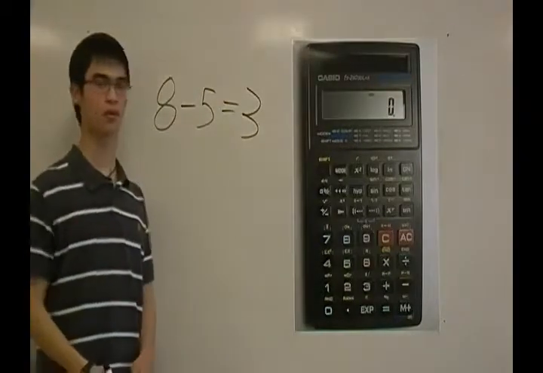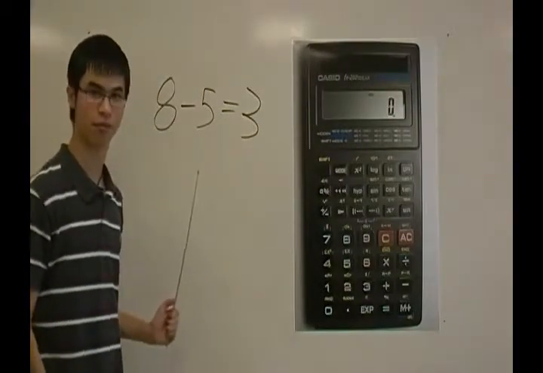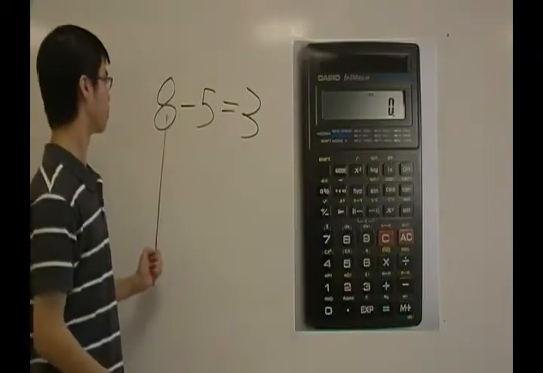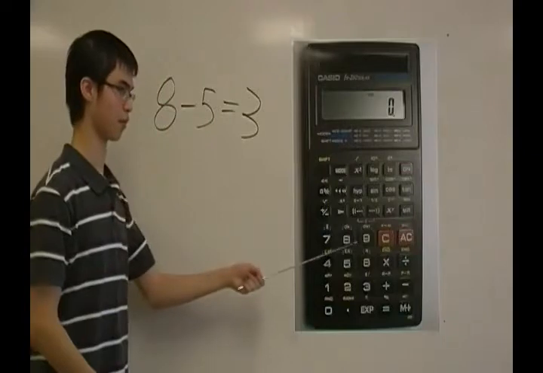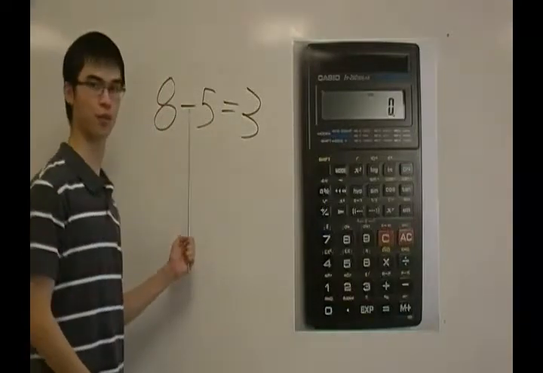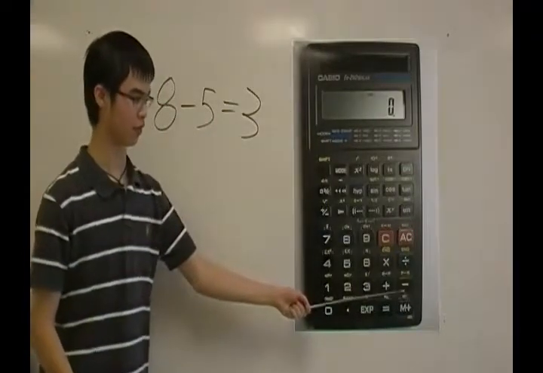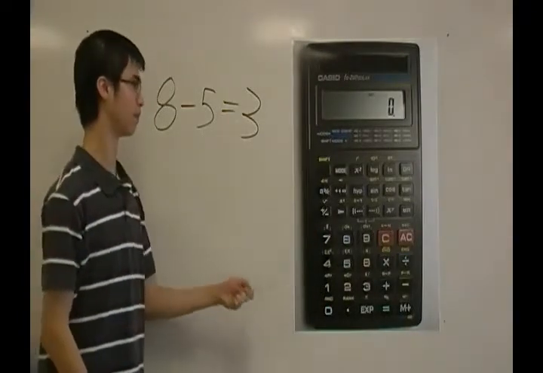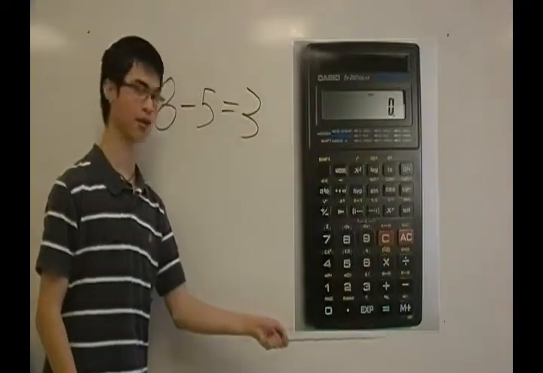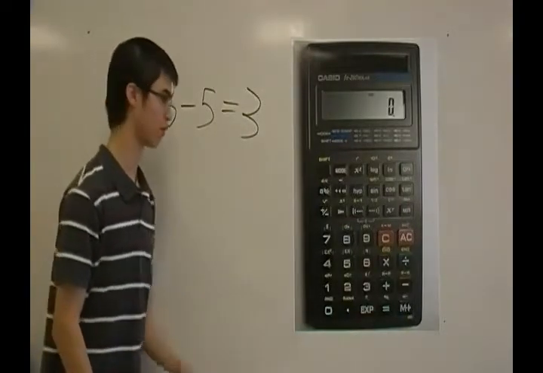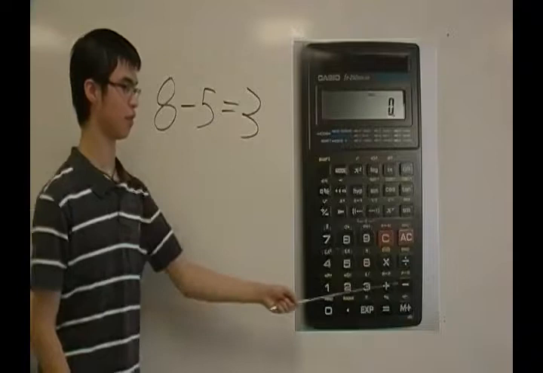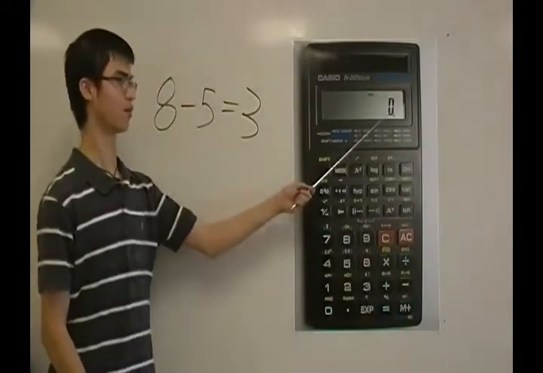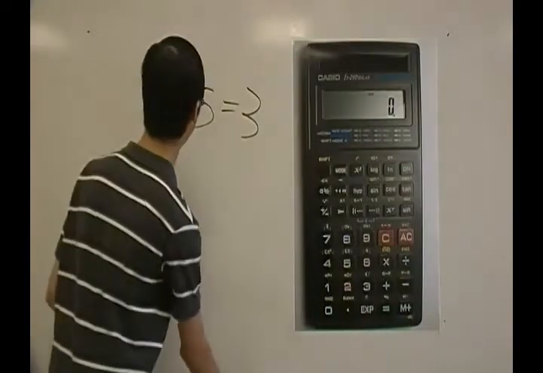Alright, this is subtraction, so it's not much different than our first one. What you'll do first is you'll punch in the 8 on the calculator, then you'll hit the subtraction symbol, which is this thing right here. Then you'll hit 5, and you'll hit the equal button, and you'll come out with 3. So it will be 8 minus 5 equals 3. All right, let's move on.